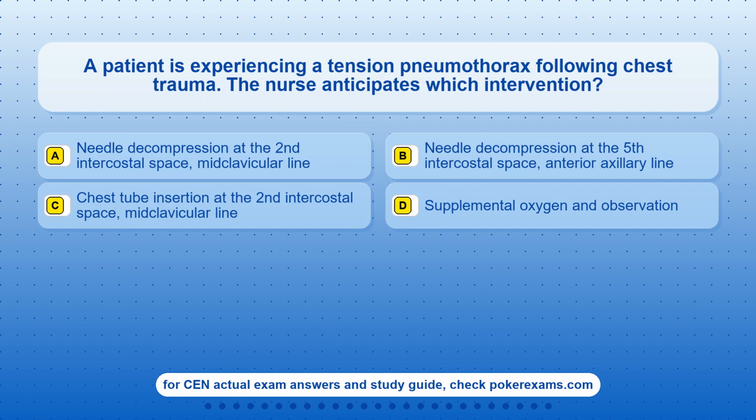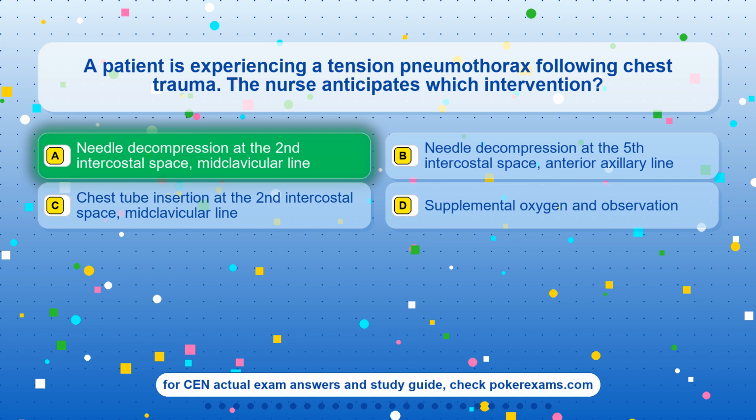Question 21. A patient is experiencing a tension pneumothorax following chest trauma. The nurse anticipates which intervention? Option A, needle decompression at the second intercostal space, midclavicular line. Option B, needle decompression at the fifth intercostal space, anterior axillary line. Option C, chest tube insertion at the second intercostal space, midclavicular line. Option D, supplemental oxygen and observation.